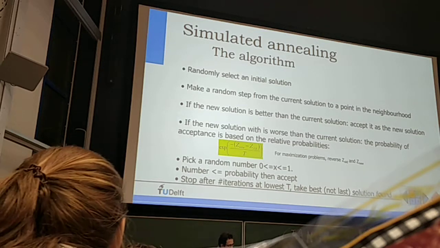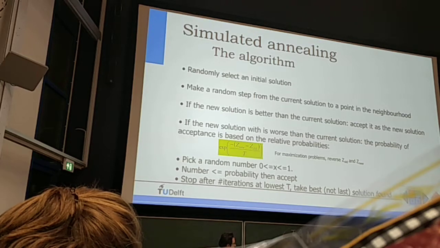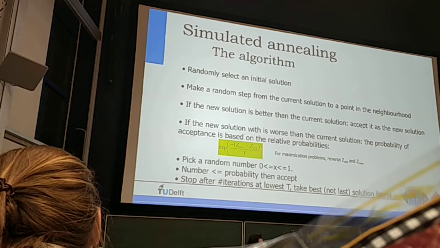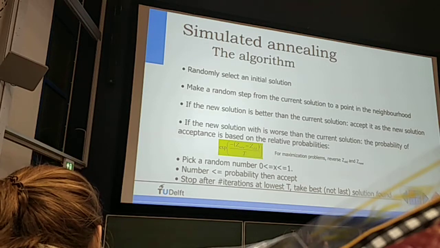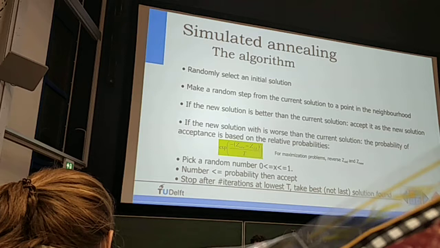So then we'll stop after a number of iterations at the lowest, let's say, available temperature, and then we'll take the best we found overall. So we need to have our current solution, and we of course need to remember our optimal solution, which again is the same as before.